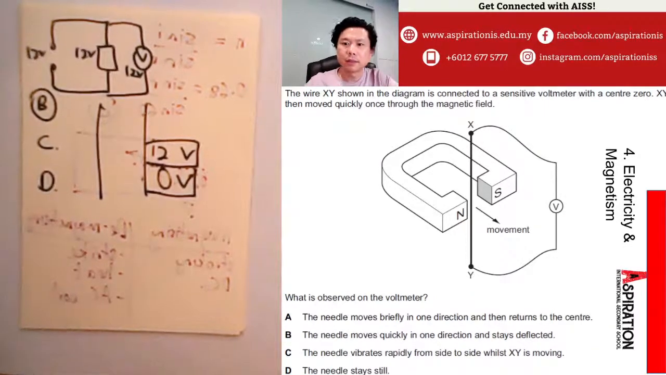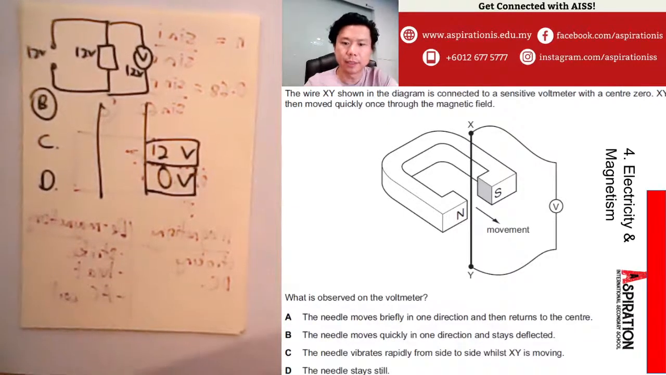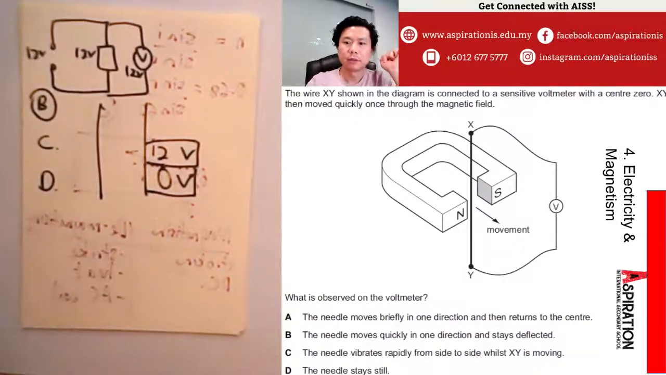Correct. It is electromagnetic induction, which means that EMF is induced. Meaning that we get kinetic energy being transformed to electrical energy. I hope this is clear. All right, let me know what you think the answer is.